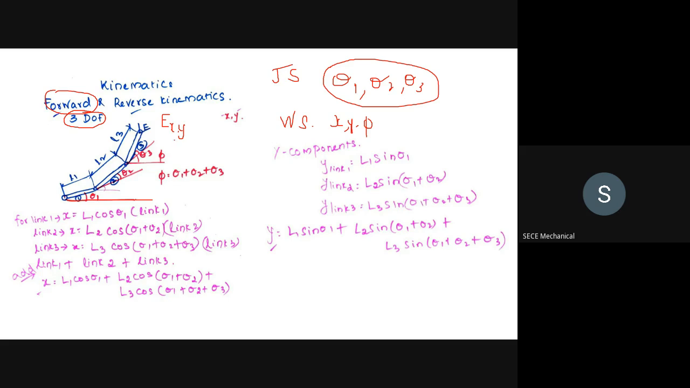We know this. Then theta 1, theta 2, theta 3 are also known. Then the summation of all the angles, I mean theta 1, theta 2, and theta 3, gives you the pi value.